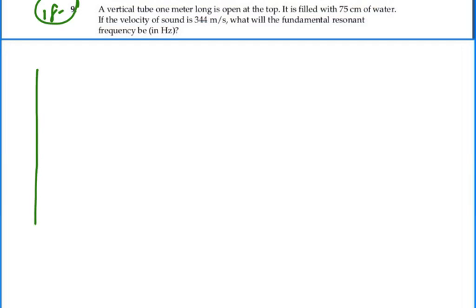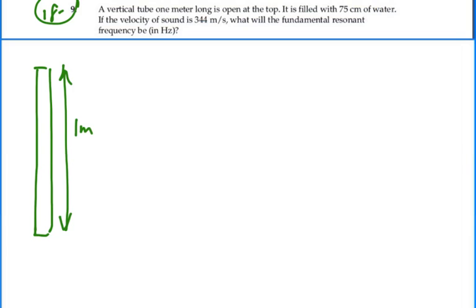Okay, so we have a tube, and it's 1 meter tall. And it's filled with 75 centimeters of water. So it's mostly filled with water. So really the part of the tube that's not filled with water is 0.25 meters, 25 centimeters. So that's the length of our open and closed end tube.